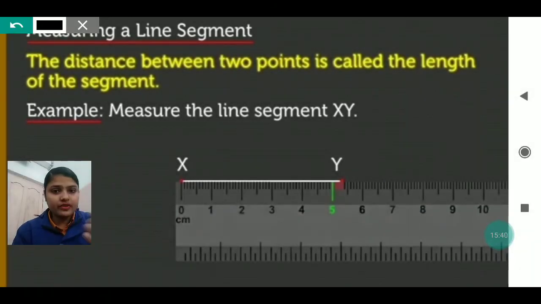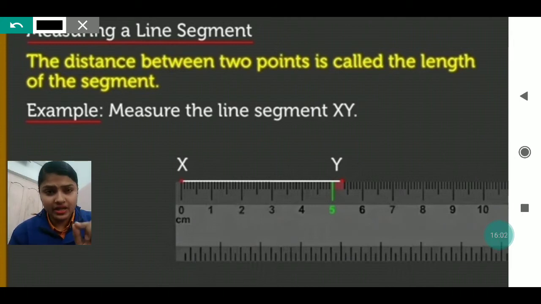See, one line is being drawn here. You can see in this, the distance between two points is called the length of the segment. What does it mean? Suppose it is written, measure the line x and y. This is a fixed line, and this is a line segment. It is given from x to y. So what is the length of this?